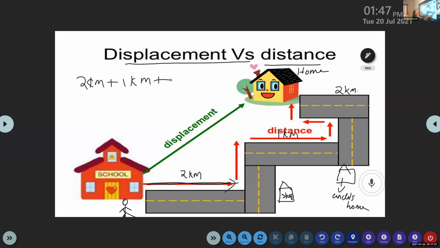Then from uncle's home to his own home, it is again 2 kilometers. So the total path covered by the object is known as distance. Here the total path covered by this student is equal to 5 kilometers. So this 5 kilometers is known as the distance covered by the object. Okay. So here he has 2 ways to reach his home.